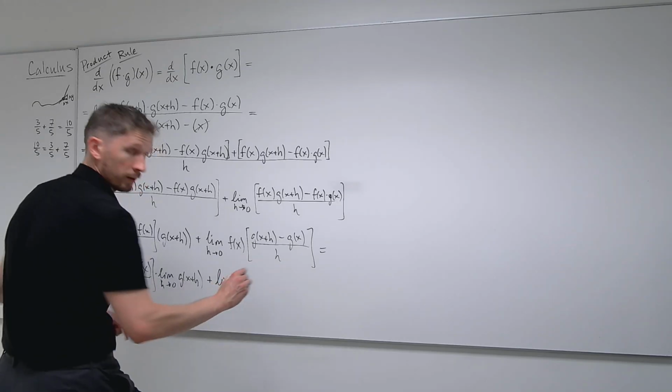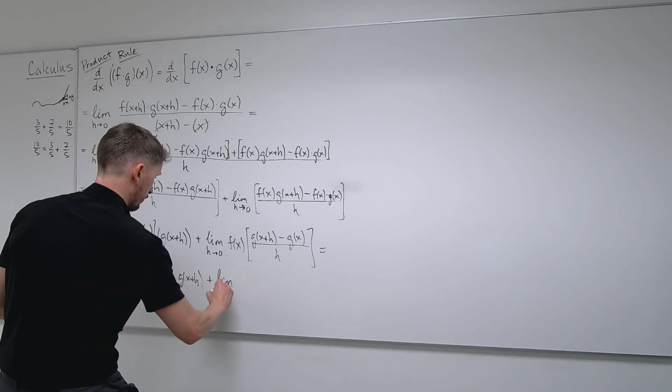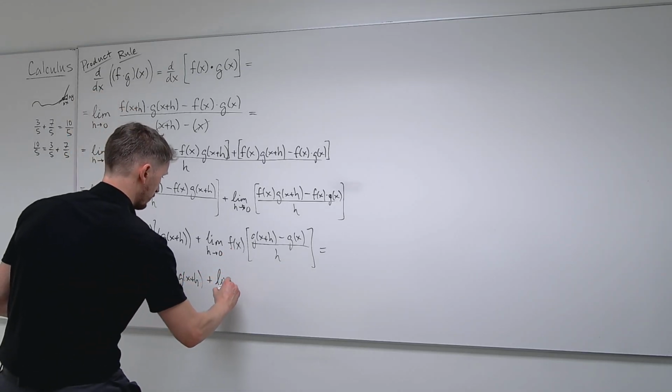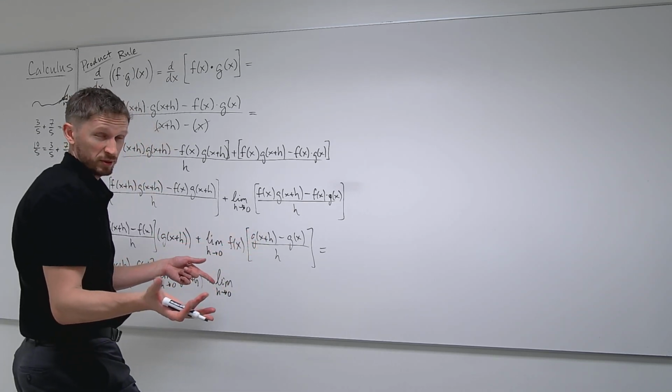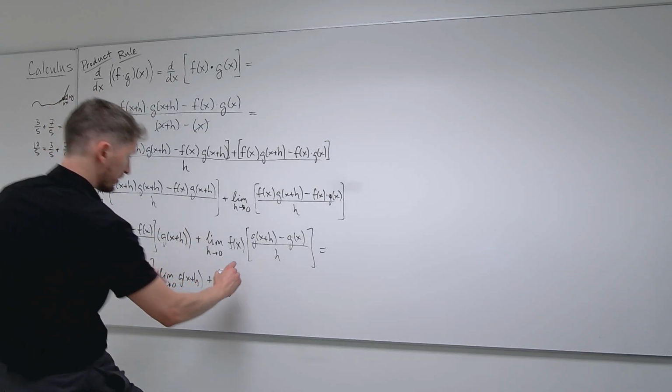The limit as h goes to 0. Don't forget to write the limit. You can't just write the function without the limit part, right? They will sometimes give you 0 points, depending on the grader. Anyway, so here's this.